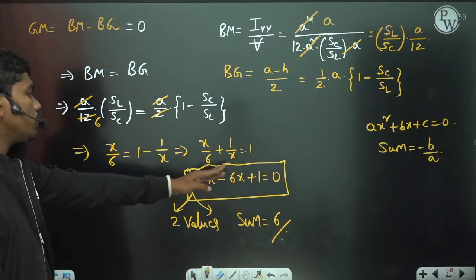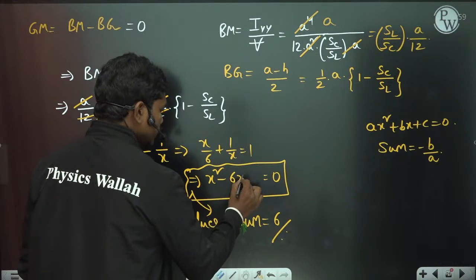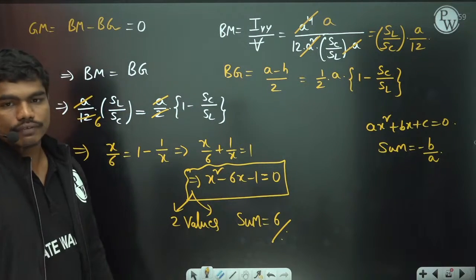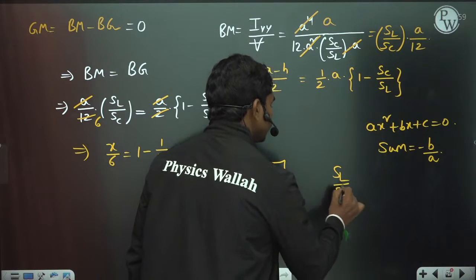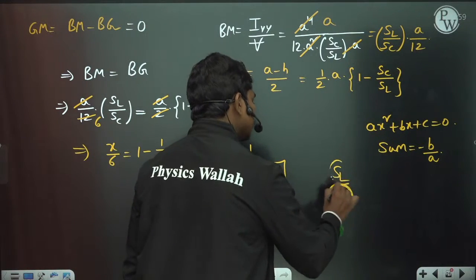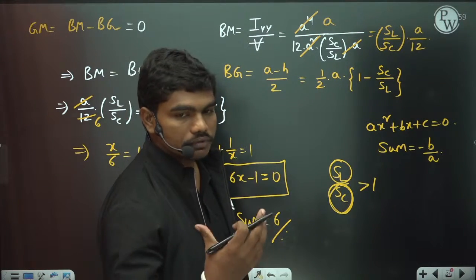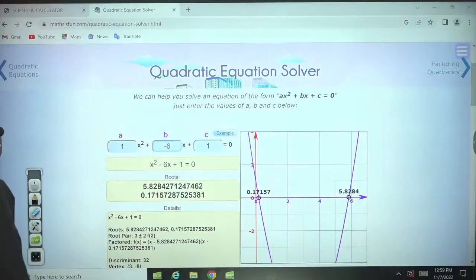It should be minus 1, no? Minus 1 is equal to 0. Okay, this should be minus 1. 6x minus 1 is equal to 0. Now both the values of x should be more than 1 also, because if you see SL by SC, normally this cube will float in this liquid only if this value is greater than 1. The density of this cube should be less. So this value has to be greater than 1. Let us check if values are greater than 1 or not.